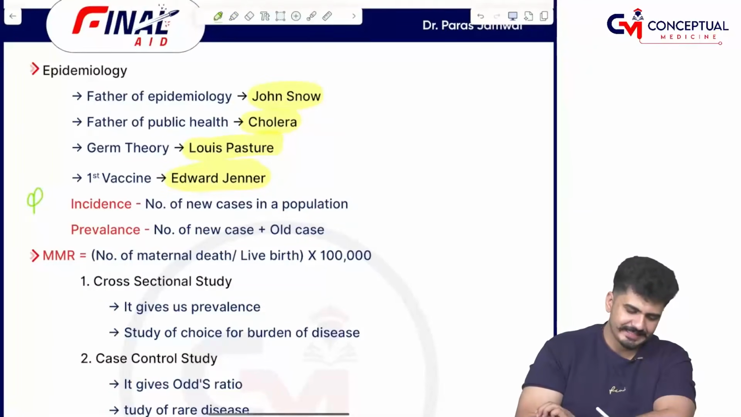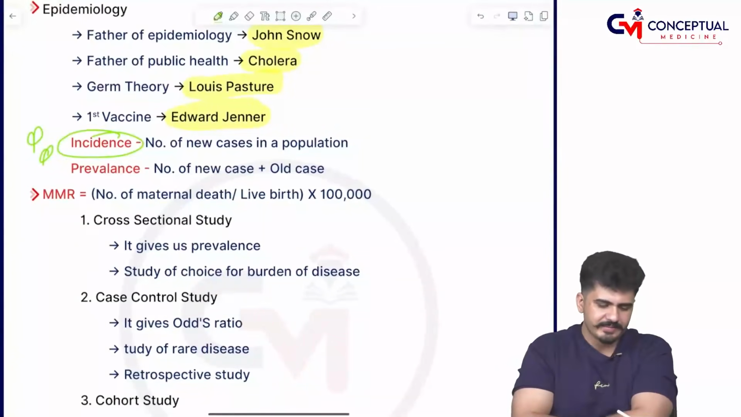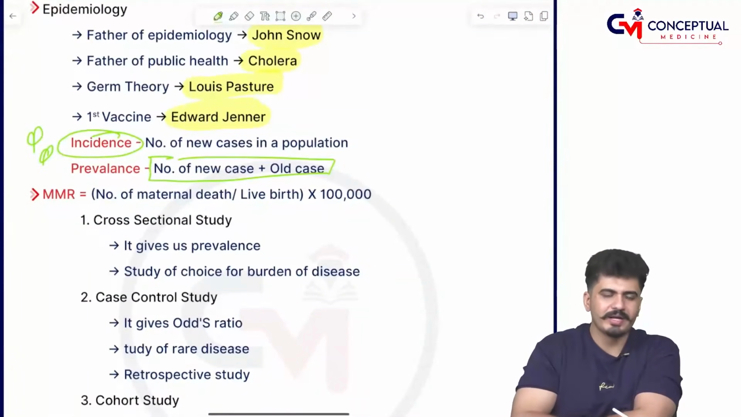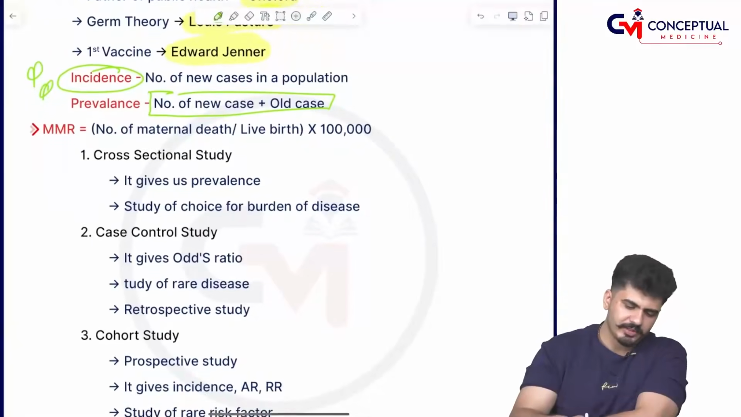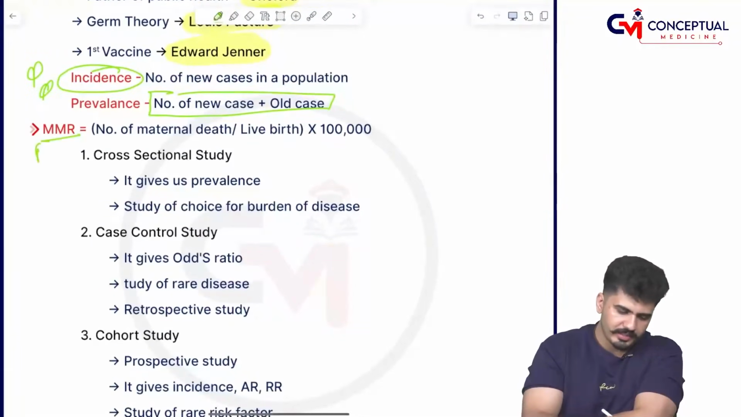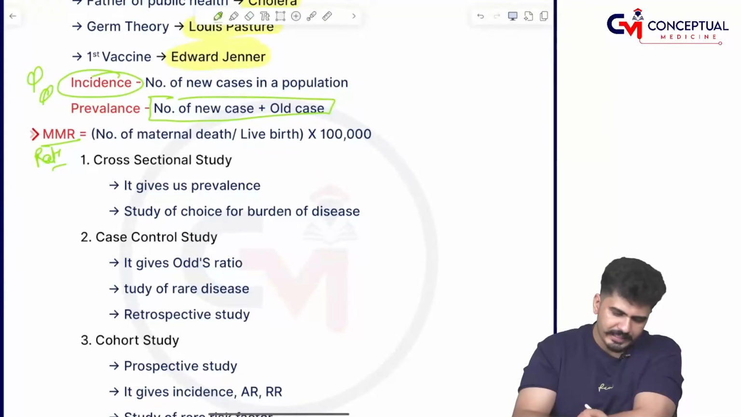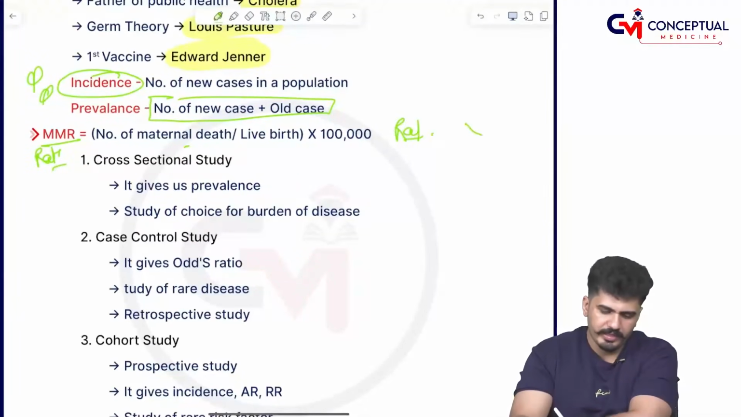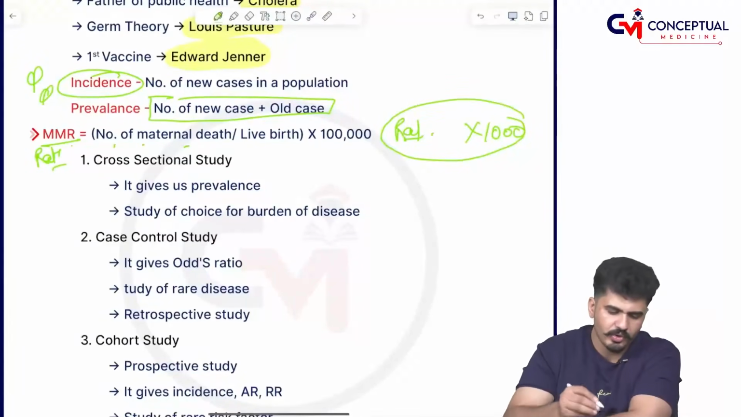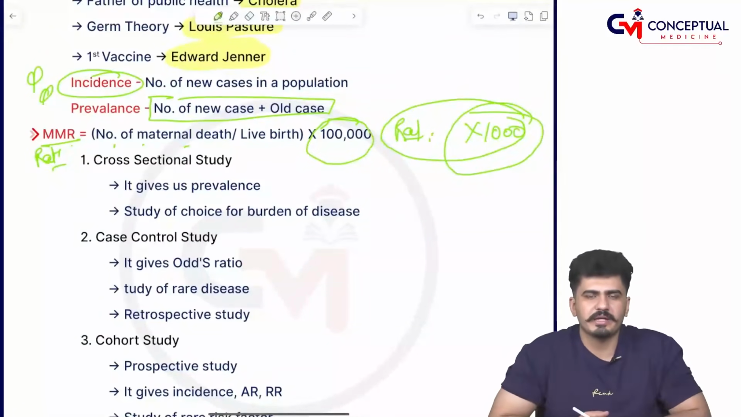Now what is this incidence and what is this prevalence? Number of new cases in the population is called incidence, and new plus old cases is called prevalence. So the definition of both is clear to all of you. Now my dear friends, maternal mortality ratio. First of all, we'll talk about the ratio, and ratio is number of maternal deaths upon live births into 1 lakh. Same way rate is there, and the only difference is in the rate, it is multiplied by 1000. In the maternal mortality ratio, it is multiplied by 1 lakh, and in the rate it is multiplied by 1000.